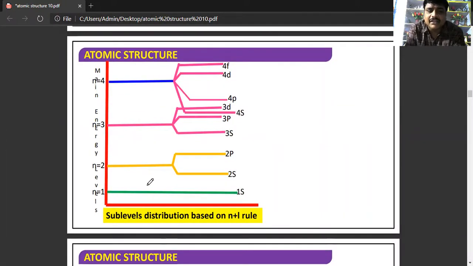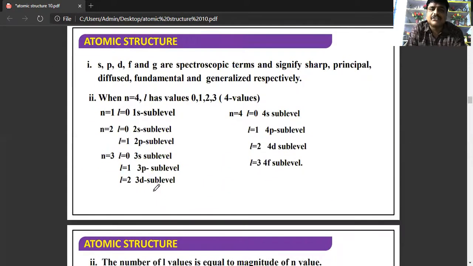The sublevels are distributed based on the n and L values. If n is equal to 1, 1s orbital. If n is equal to 2, 2s and 2p. If n is equal to 3, 3s, 3p and 3d, and so on. These are the sublevels distributed. s, p, d, f are the terms which signify sharp, principal, diffuse, and fundamental. When n is equal to 4, L values are 0, 1, 2, 3, and so on.